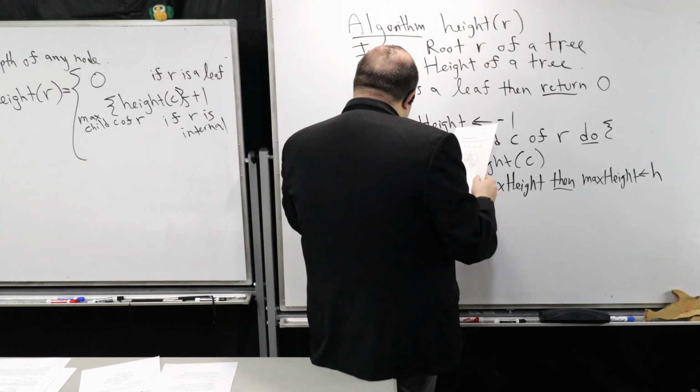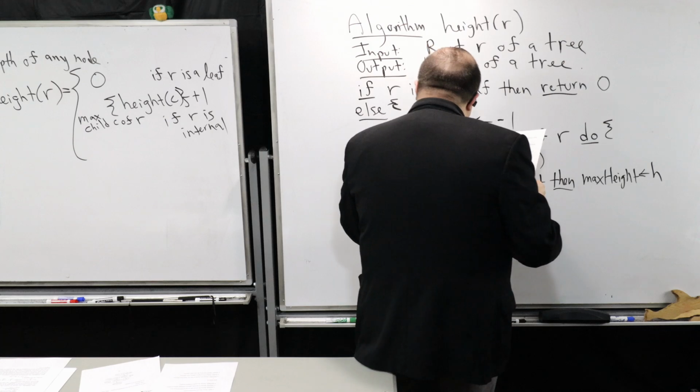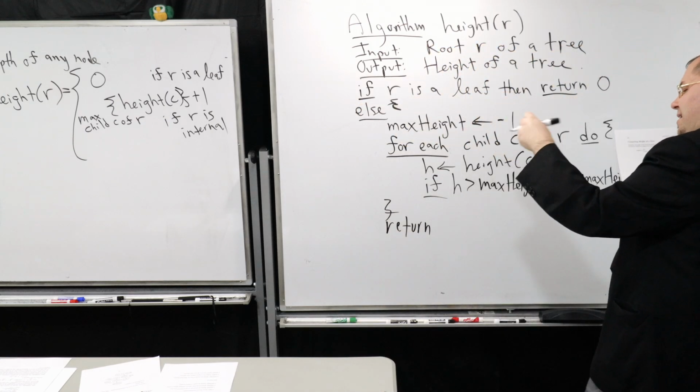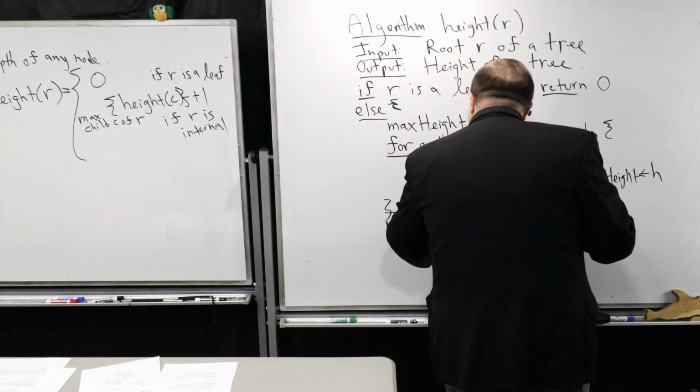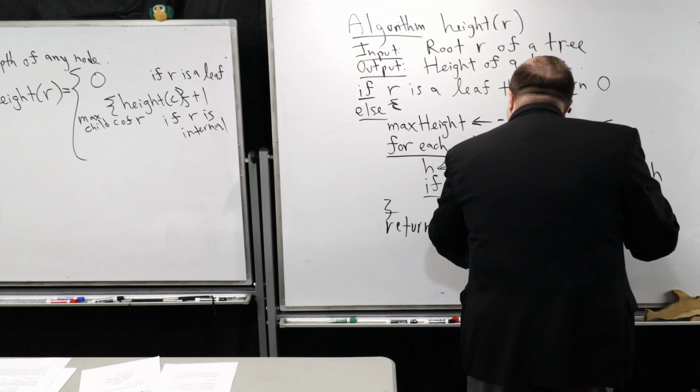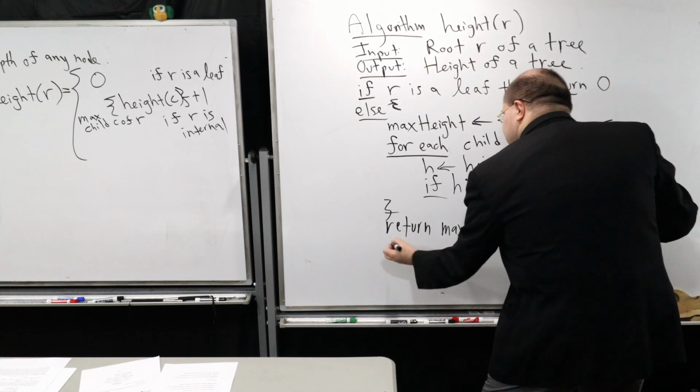And I'm just going to return. Because remember, in our definition, I compute the largest of the heights, then I add 1 to it. So I return max height plus 1.